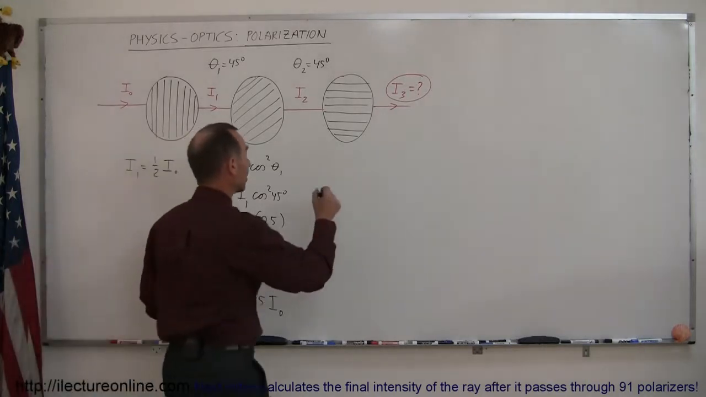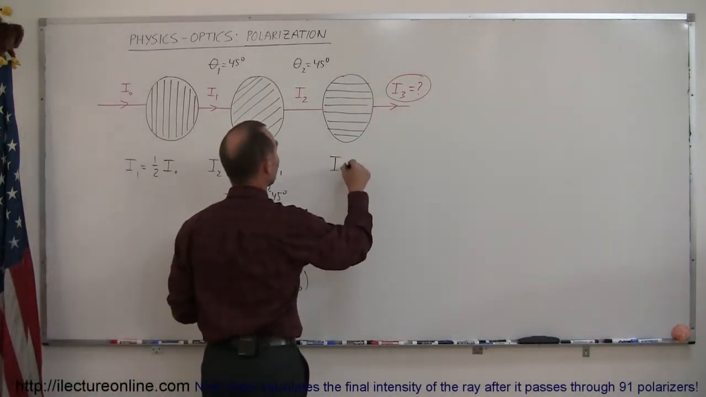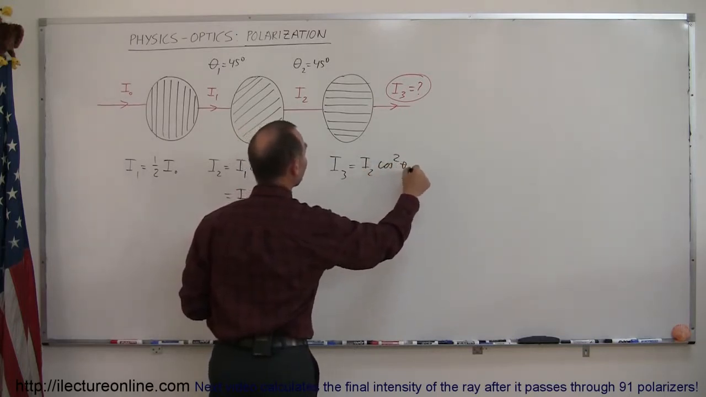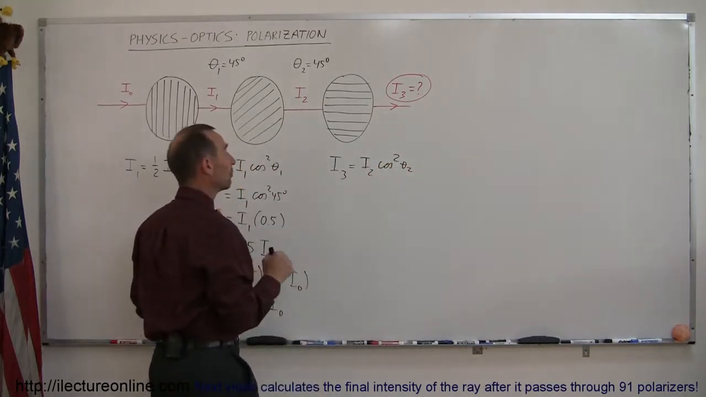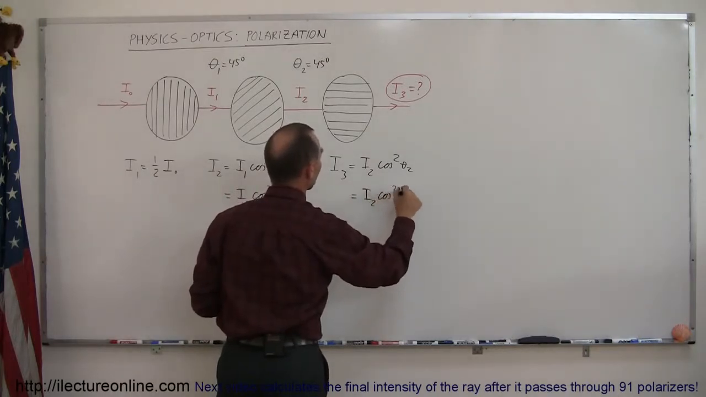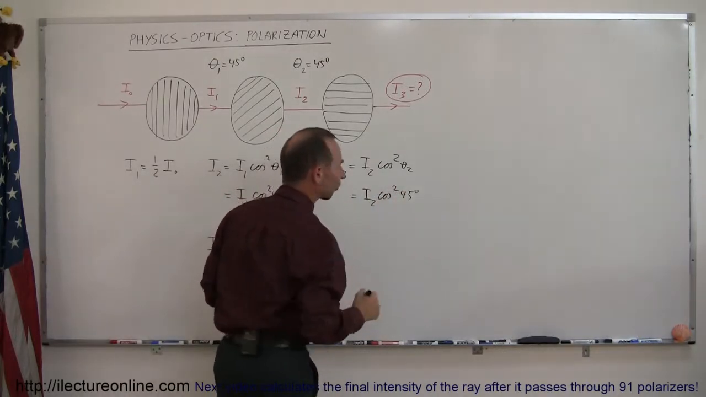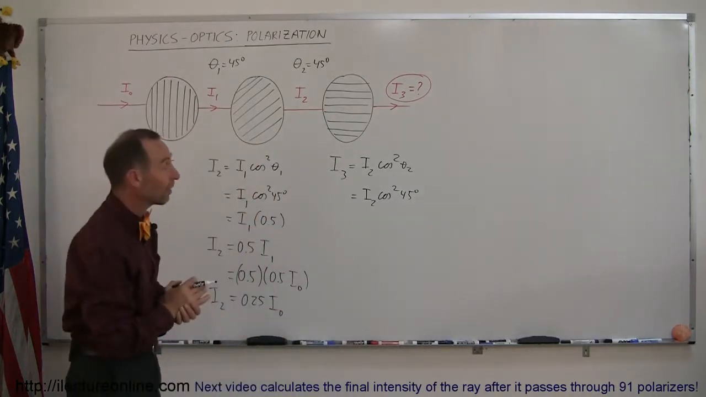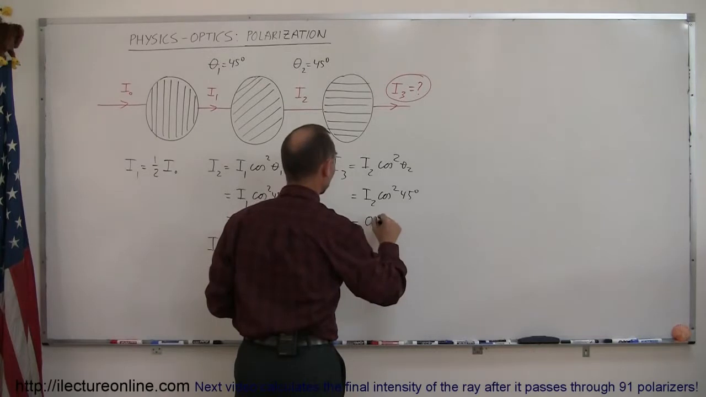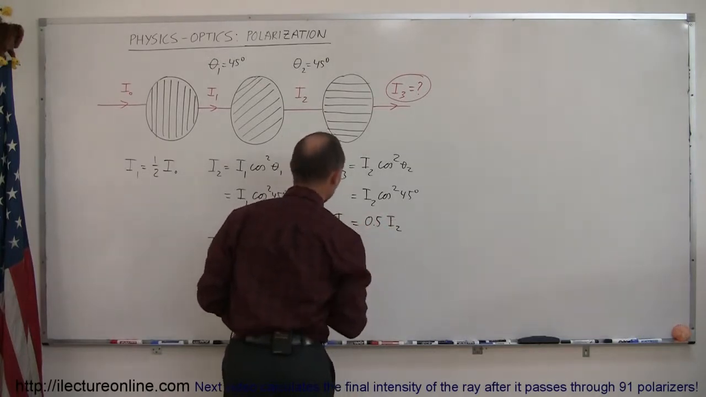Well, what we can say here is that I sub 3 is equal to I sub 2 times the cosine squared of the second angle. The second angle also being 45 degrees, so this is equal to I sub 2 times the cosine squared of 45 degrees. And of course, the cosine of 45 degrees is 0.707. Square that, you get 0.5. So that is equal to 0.5 times I2. And there it gives us, that's what I3 is equal to.